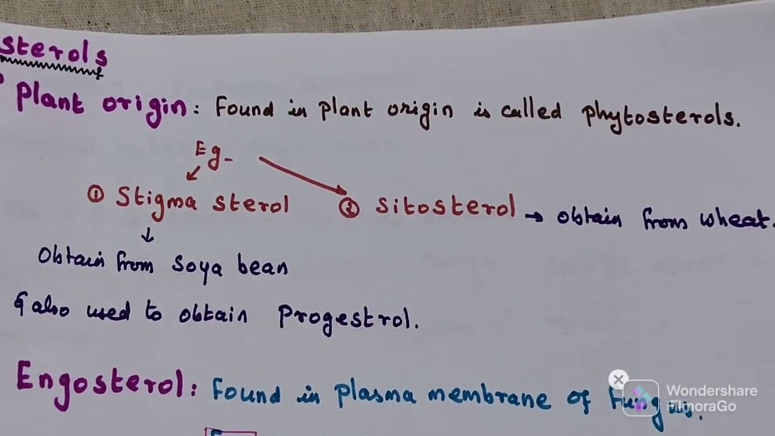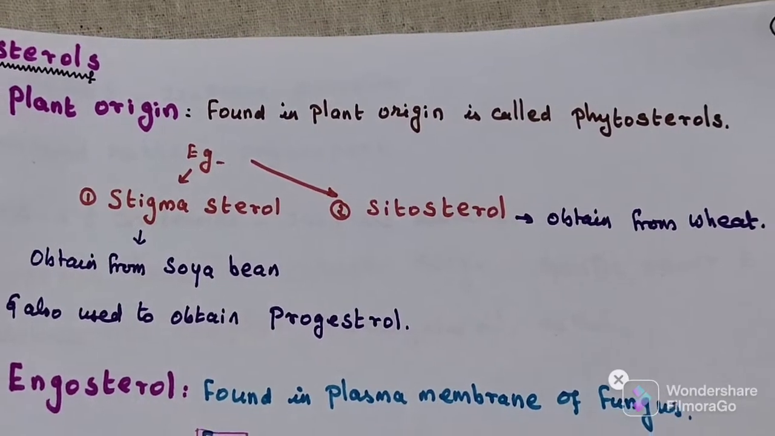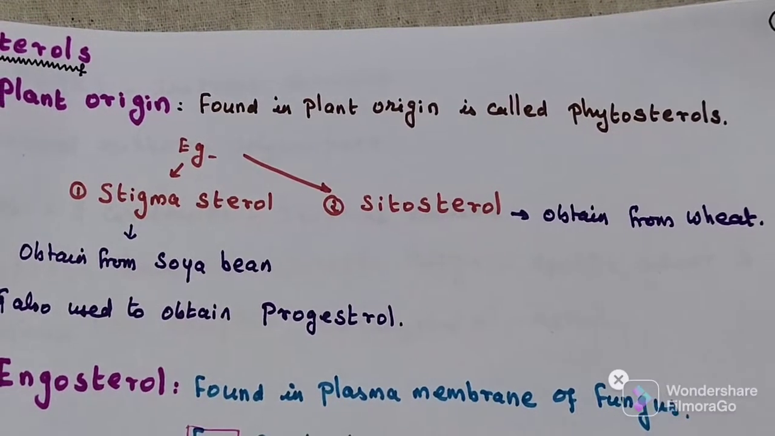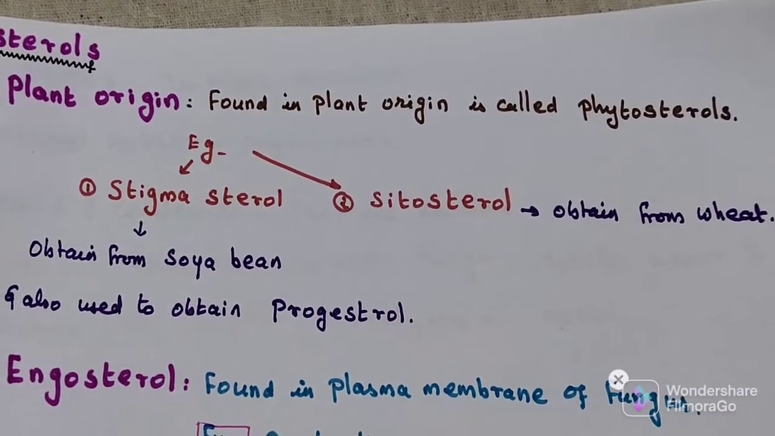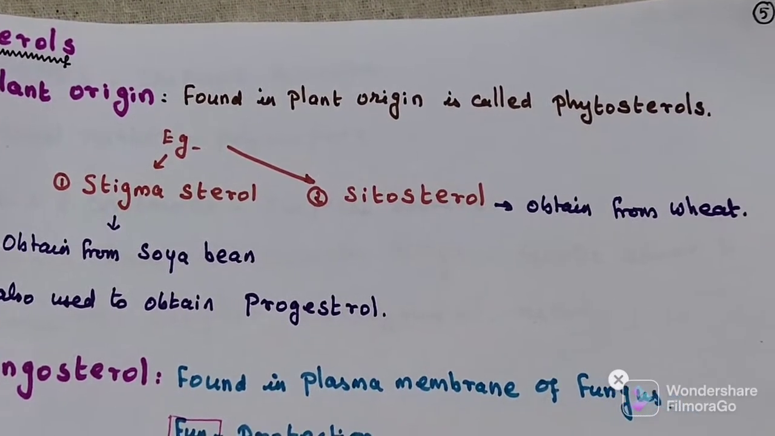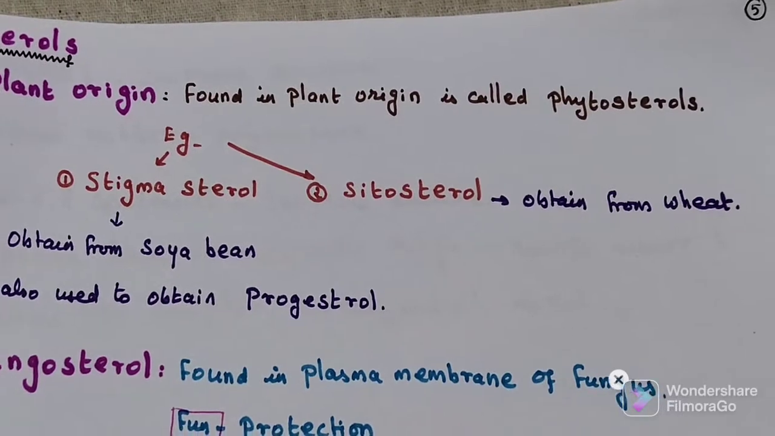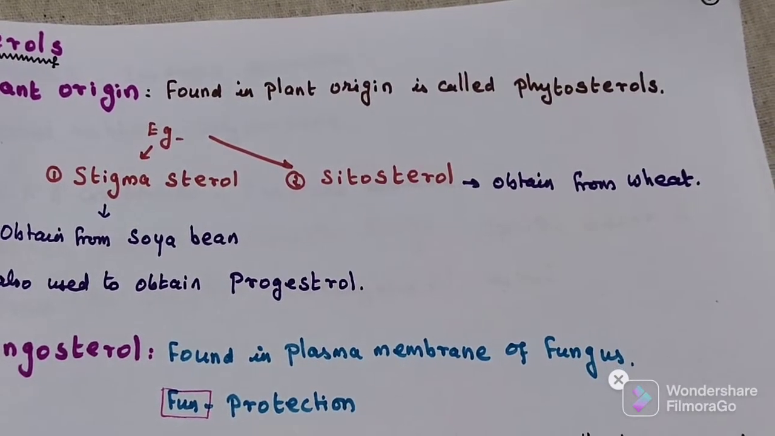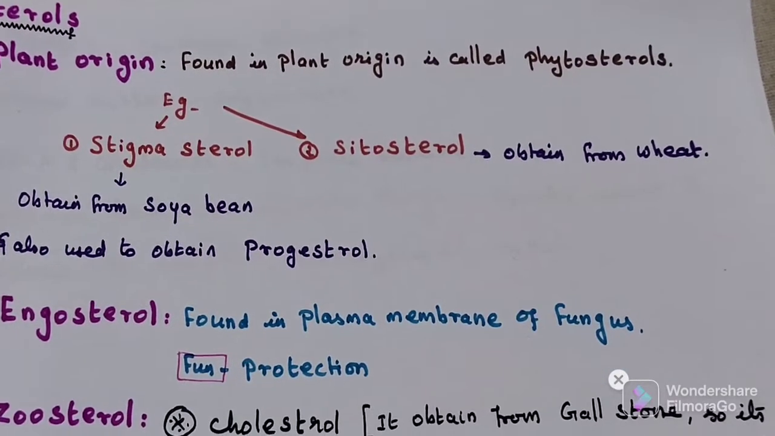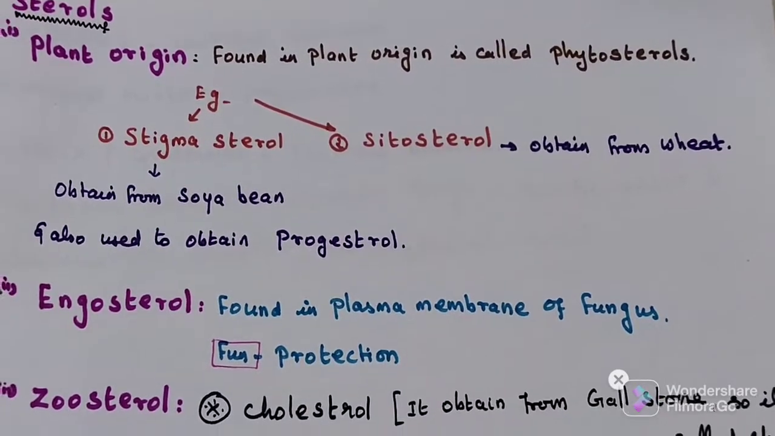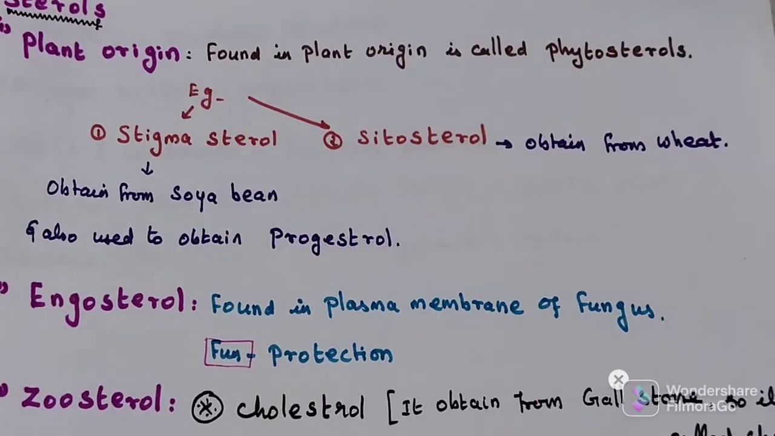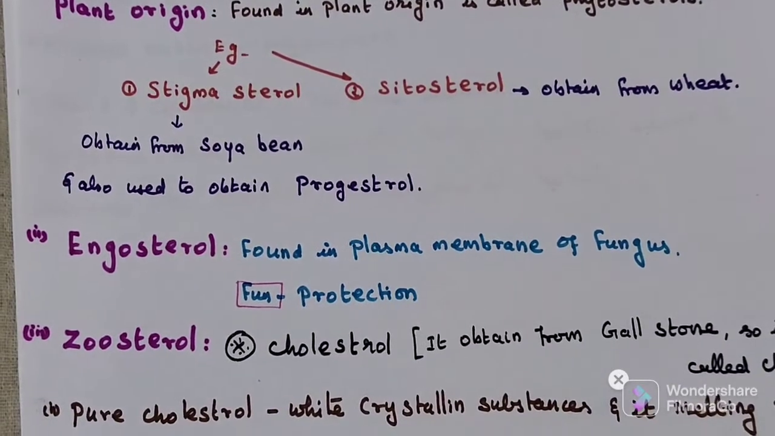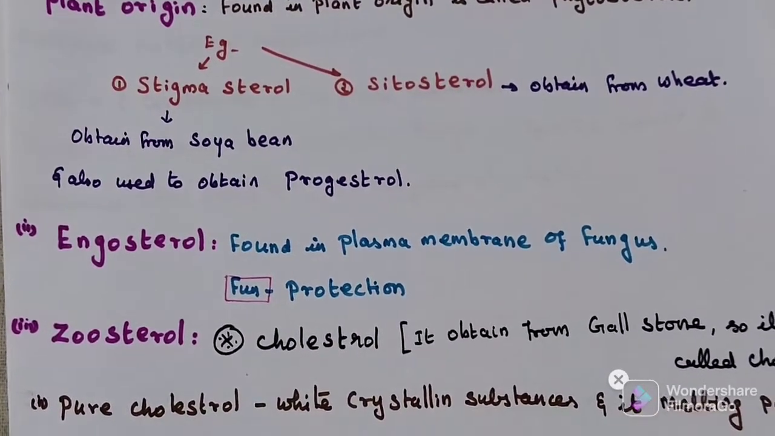There are two examples we would take here: stigmasterol and sitosterol. Stigmasterol is obtained from soybean, and sitosterol is obtained from wheat. The other category, if obtained from fungus, is called ergosterol. It is found in the plasma membrane of fungus and its function is protection. The third one is obtained from animals and is called zoosterol.